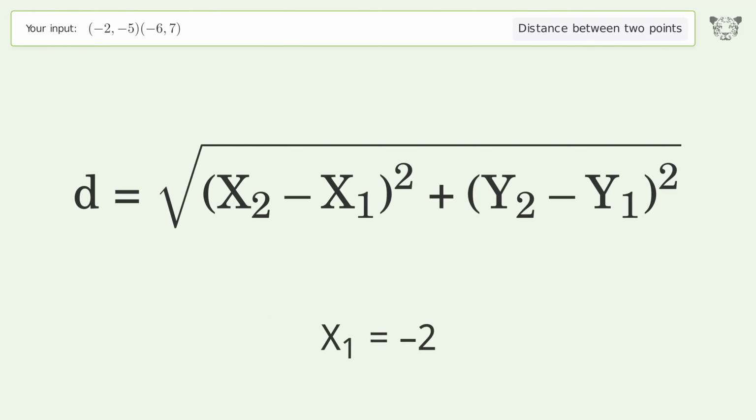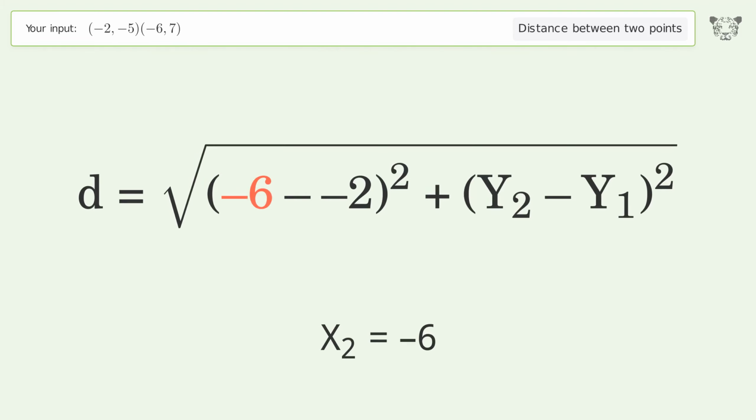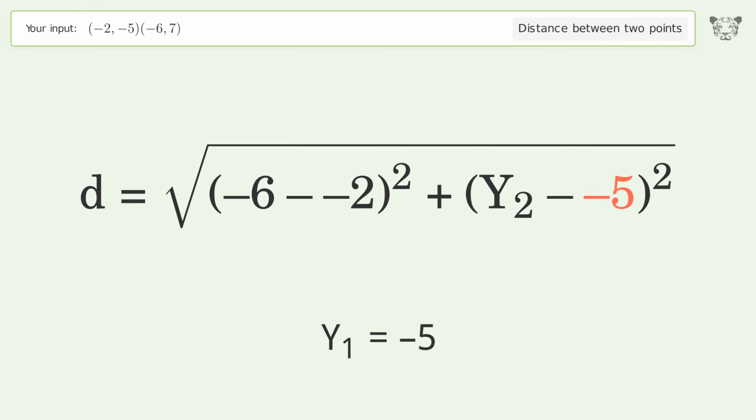x1 equals -2. x2 equals -6. y1 equals -5. y2 equals 7.